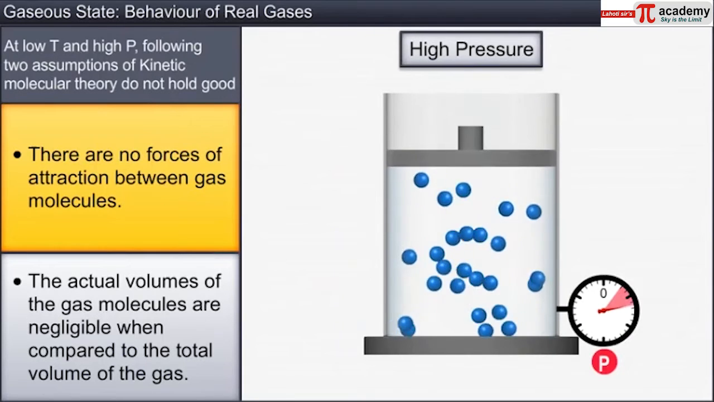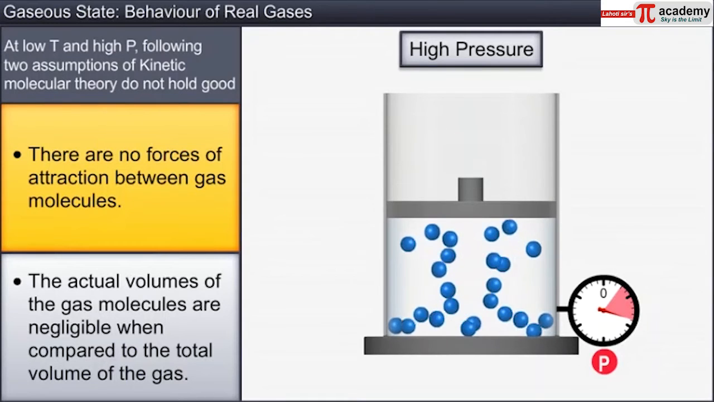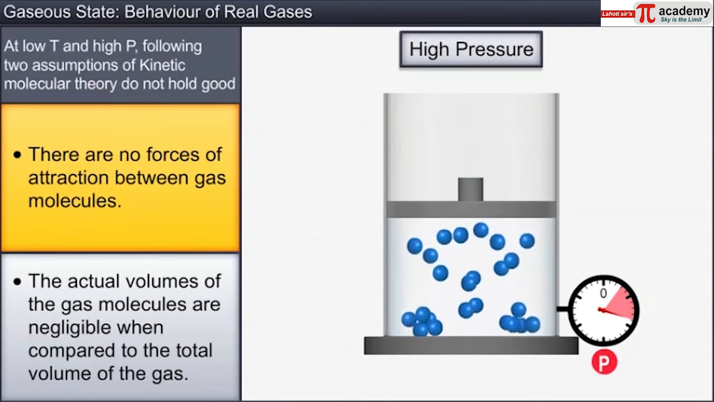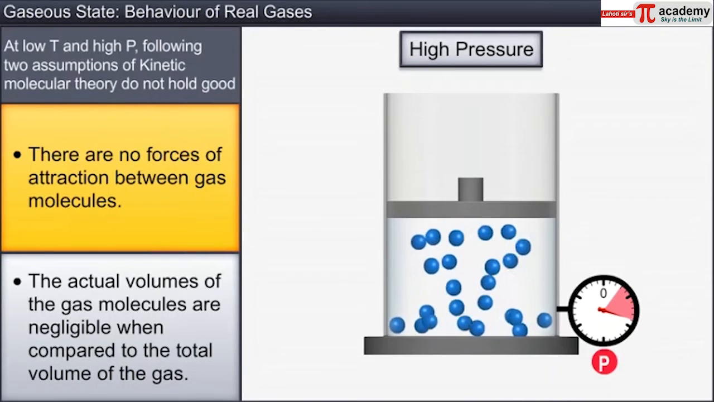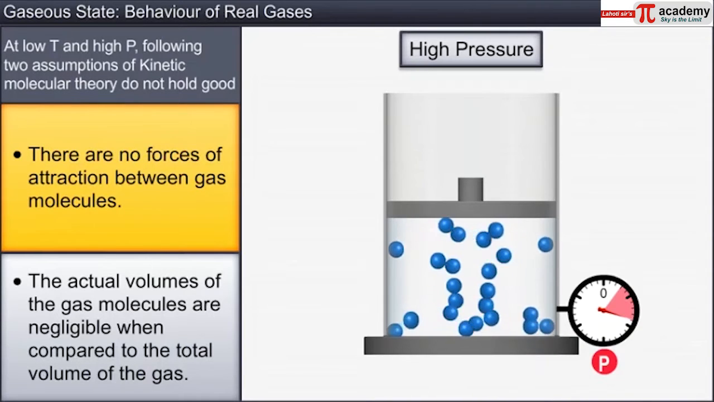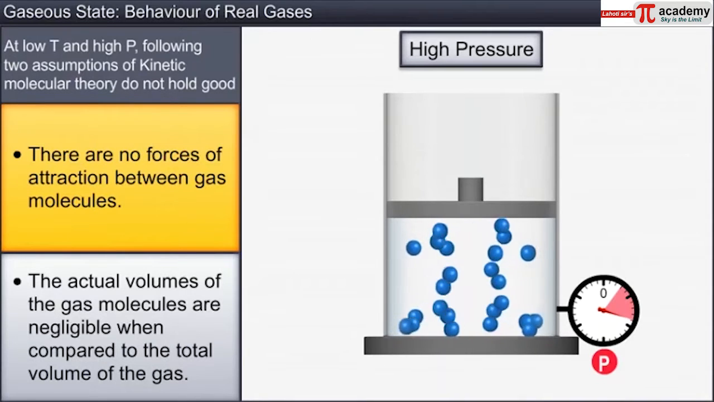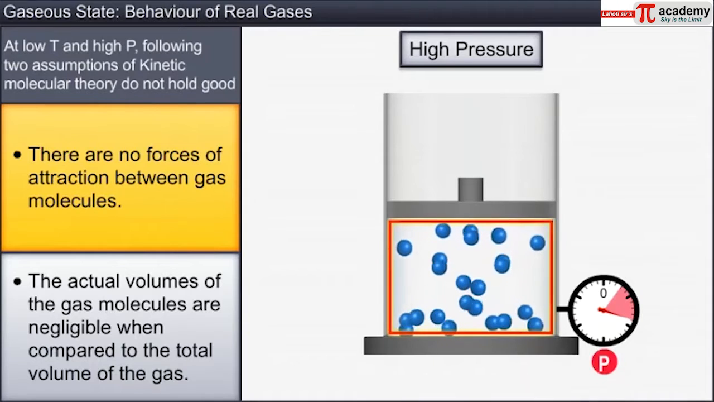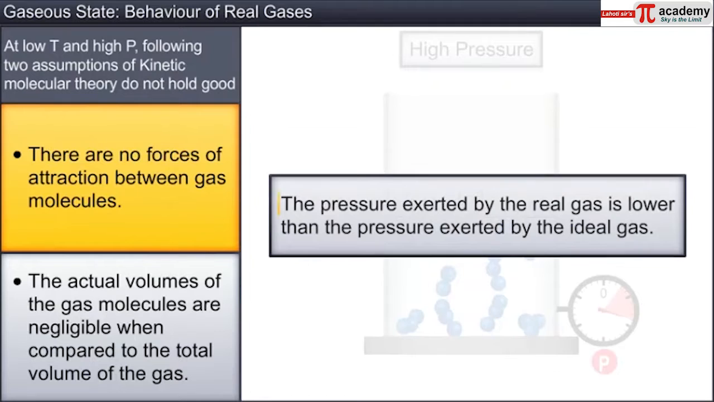At high pressure, molecules of gases are very close to each other, and the intermolecular attractive forces start operating. These molecules then do not exert full impact on the walls of the container as they are dragged back by the attractive force of other gas molecules. Hence, the molecules strike the walls of the container with reduced velocity. Thus, we can say that the pressure exerted by the real gas is lower than the pressure exerted by the ideal gas.